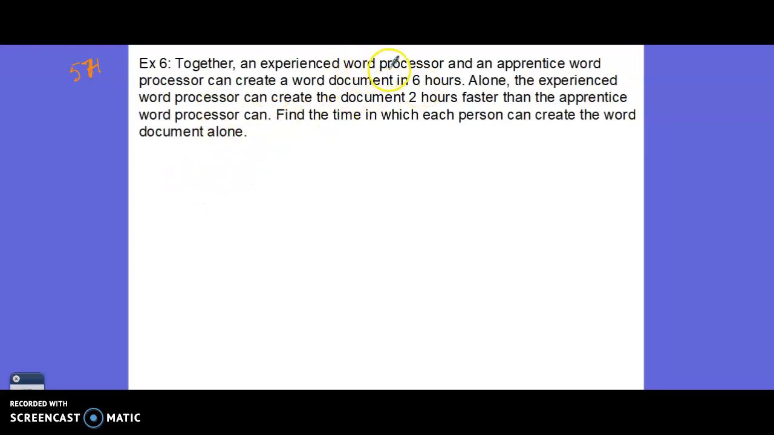So the experienced and the apprentice word processor can do a Word document in 6 hours. So basically, working together, they can complete the entire project in 6 hours. So what that means is that their rate in 1 hour is they can get 1/6 of it done if they're working together.